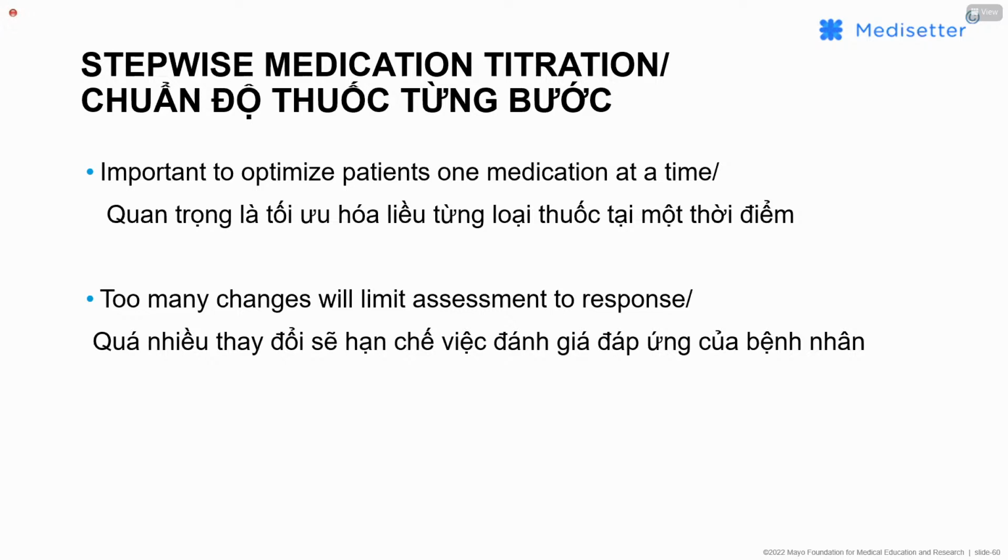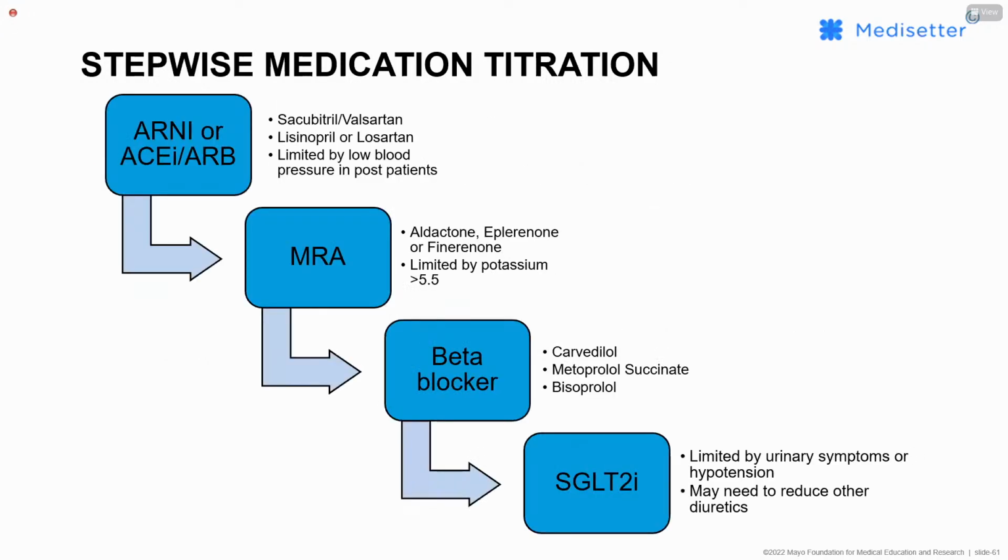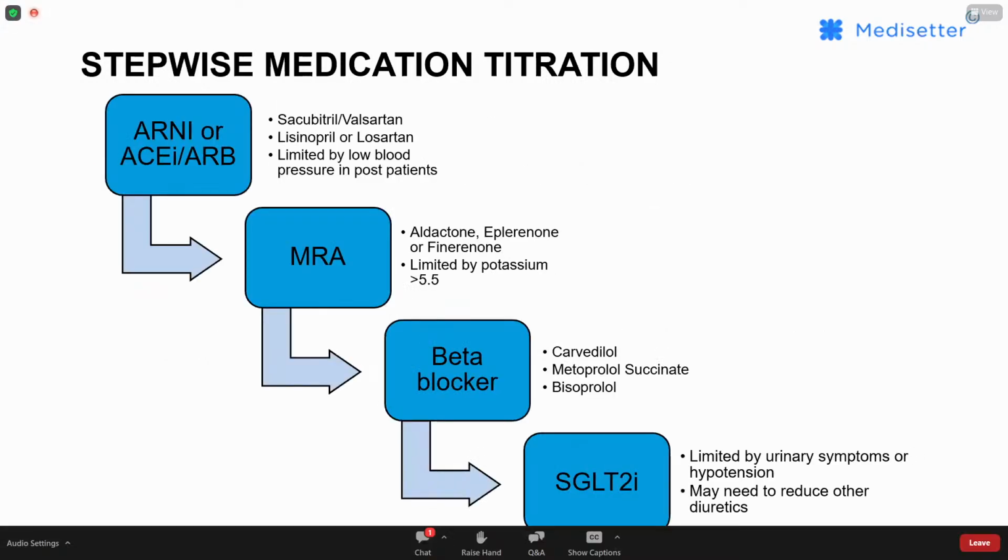And so it's important to kind of think about as we go through these steps here, the recommendations now talk about using ACE inhibitor or angiotensin receptor blockers or neprilysin inhibitors such as Entresto.